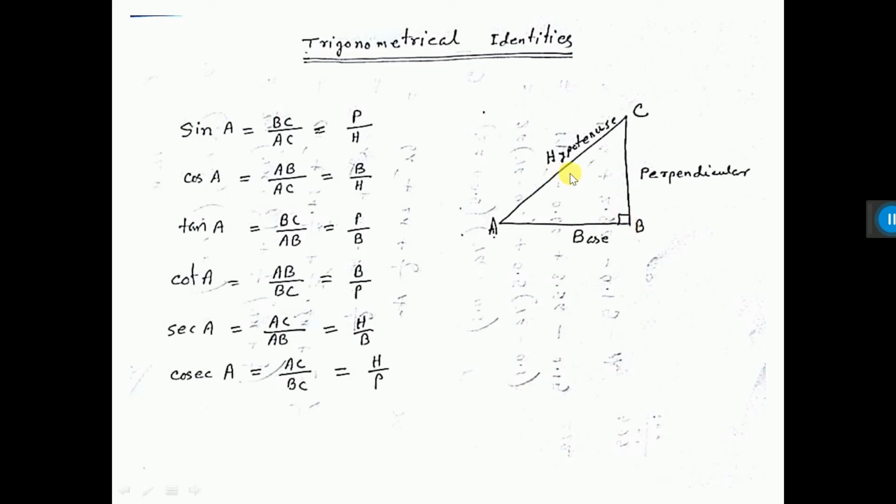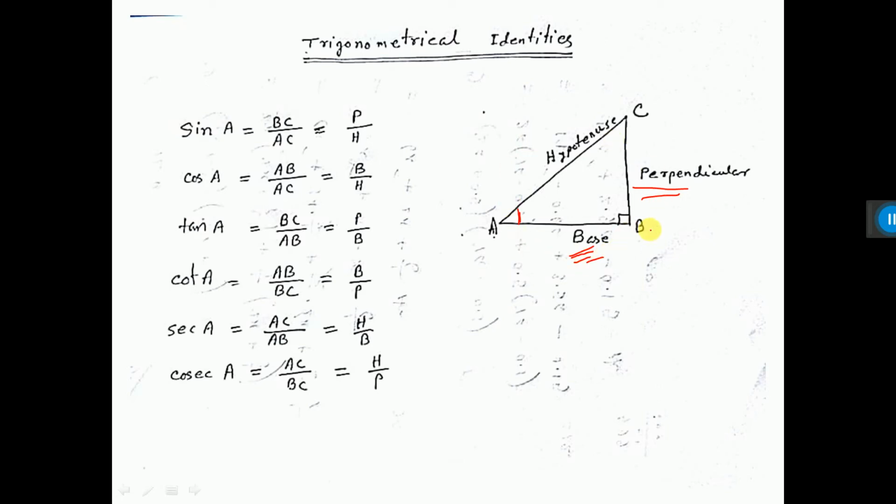Opposite to the right angle is called the hypotenuse. You have to memorize. If I consider any angle, here I consider angle C, then you can tell the base and perpendicular. The considered angle's nearest side is called the base, and the opposite side is the perpendicular. Memorize it in this way: the considered angle's opposite side is perpendicular, and the considered angle's nearest side is base.